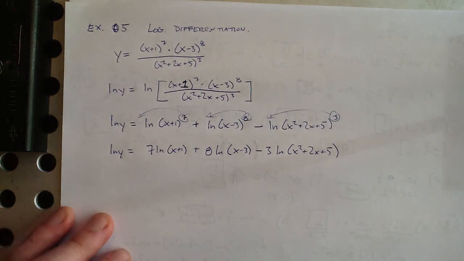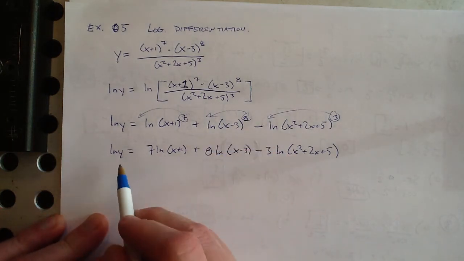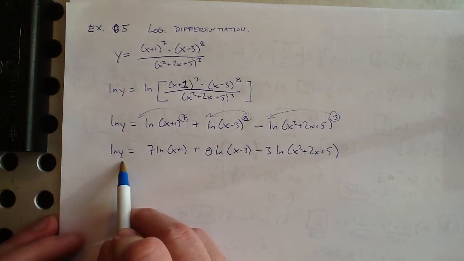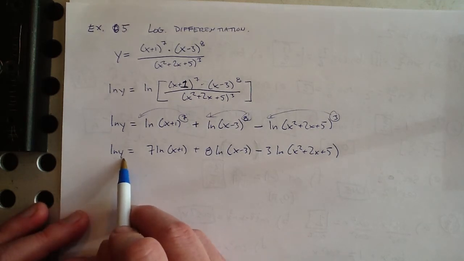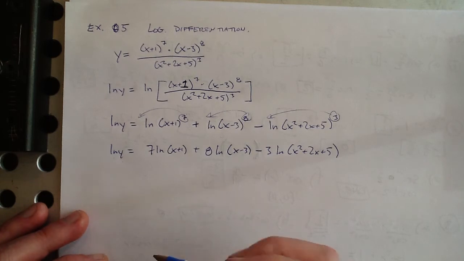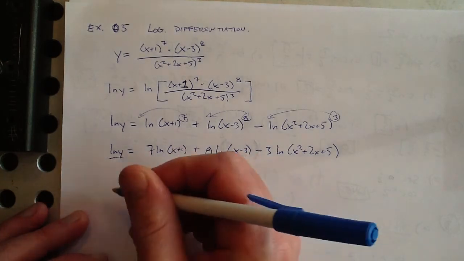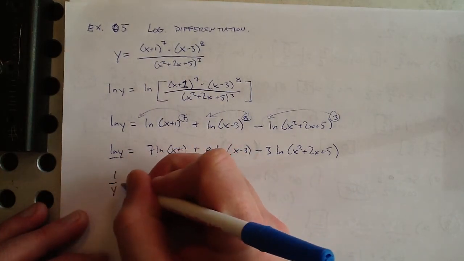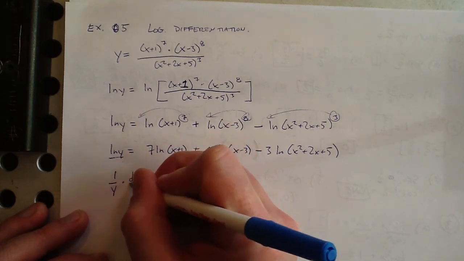And now I'm going to take the derivative. So, what's the derivative of natural log y? Well, we know from the last section, anytime you take the derivative of something with a y in it, a dy dx pops up. So, the derivative of natural log y is 1 over y times dy dx.